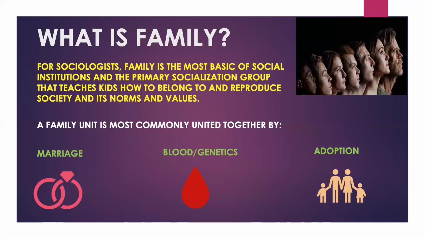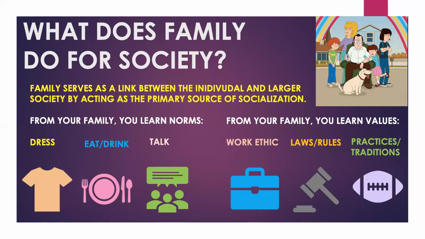So again, they teach us how to eat, they teach us how to talk, they teach us how to dress. They basically teach children how to belong in a society, how to not stick out like a sore thumb. We talked a lot about this in the socialization chapter that we did a few weeks ago, if you remember. Family is most commonly united through blood or genetics. It can be through marriage, and it can be through adoption. So there's lots of different ways that families can form, and it does come in many forms, as we'll see how it's kind of changing over time.